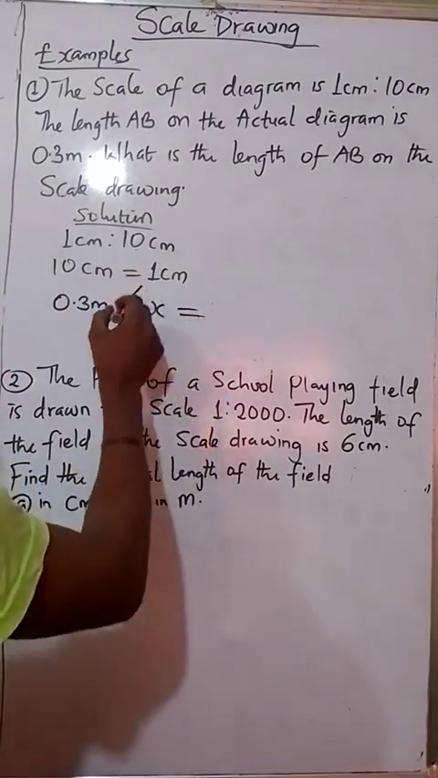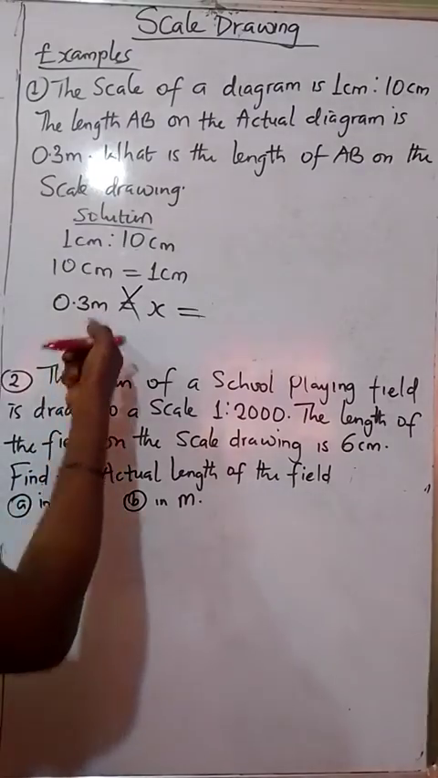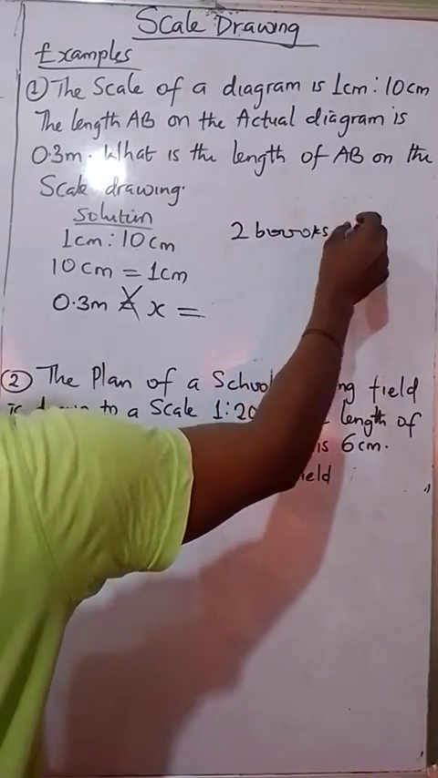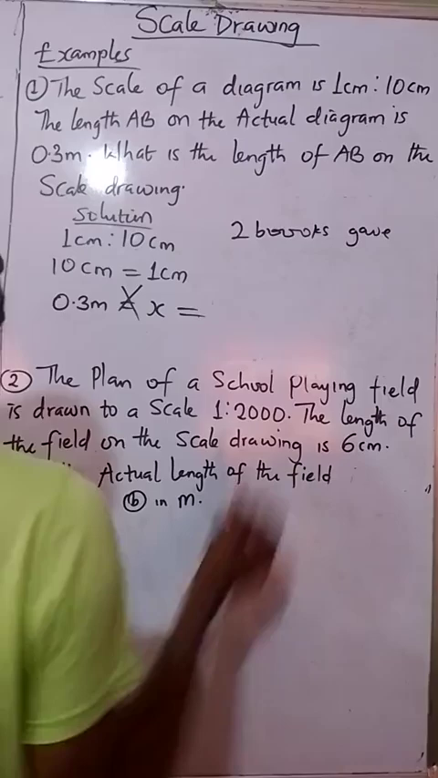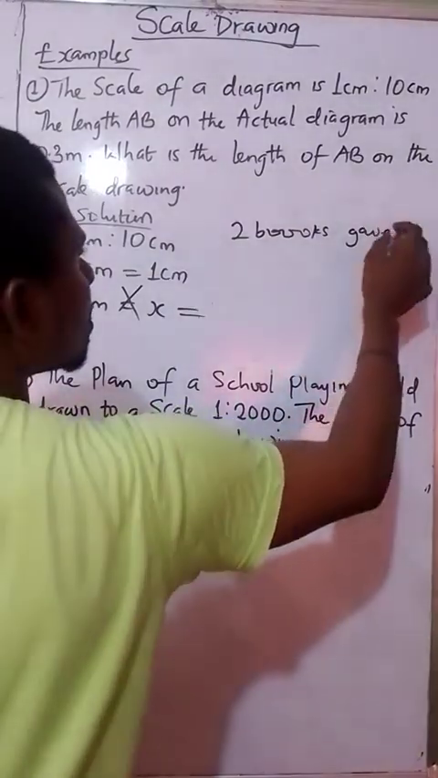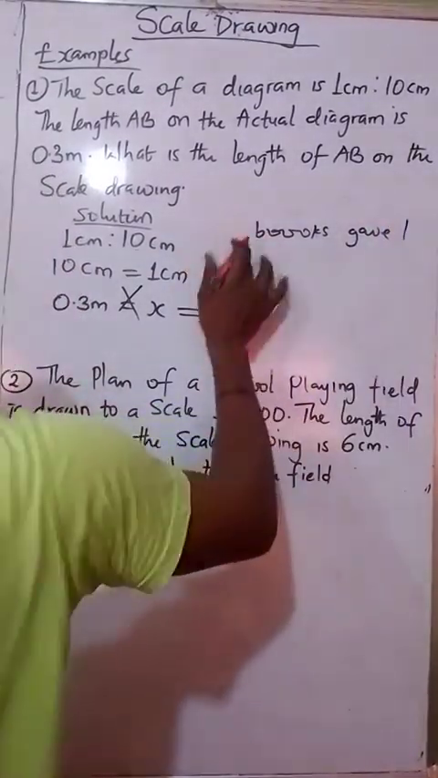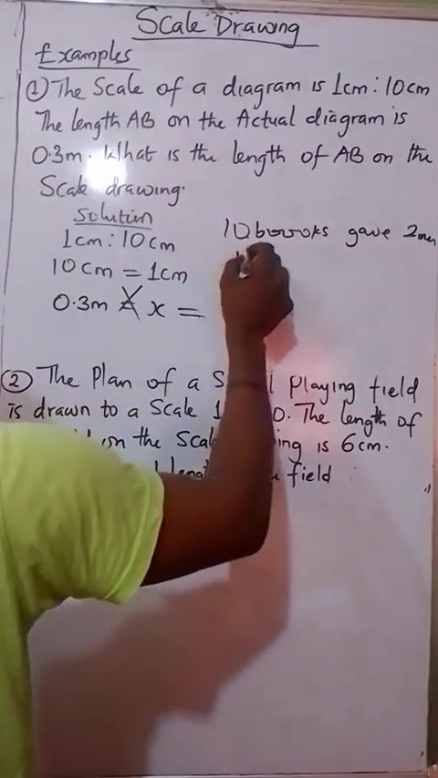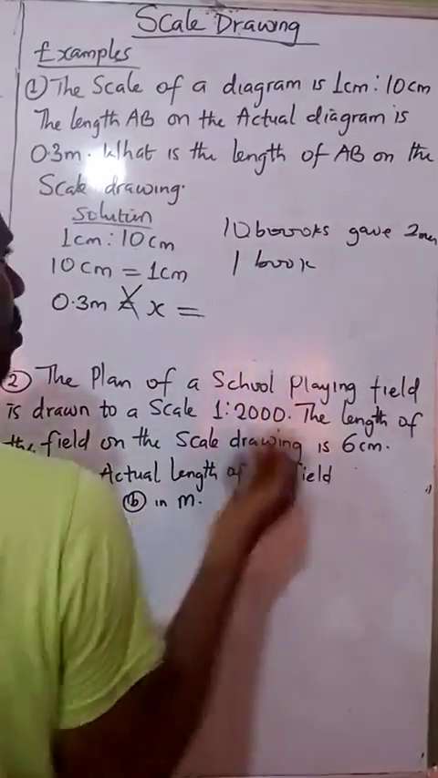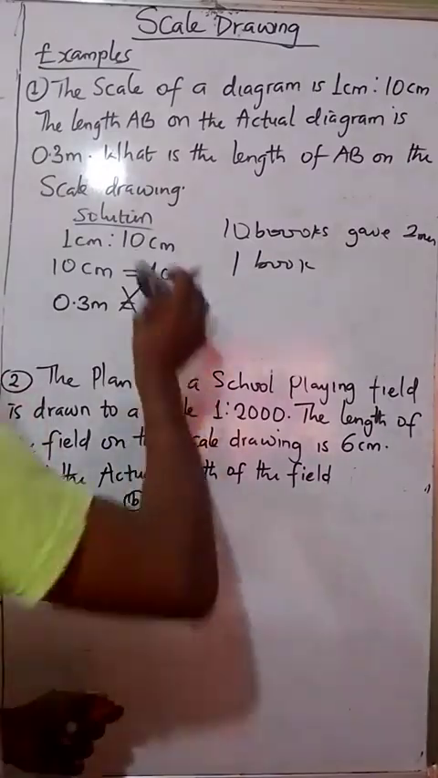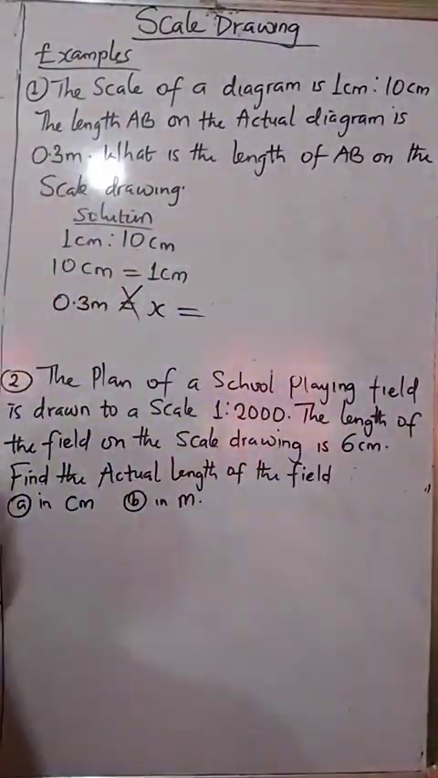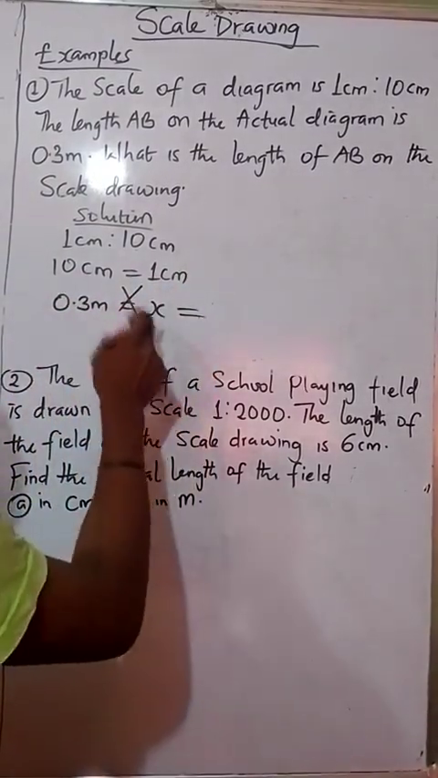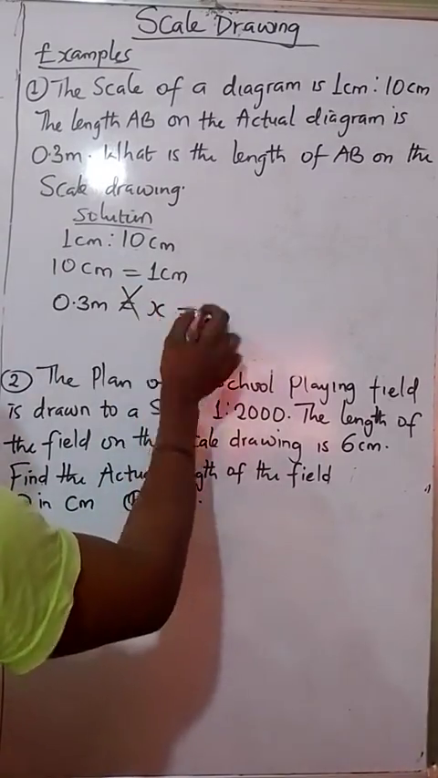Then x will be equal to, by cross multiplying. Remember, this method is just like: we gave 10 books to 2 men. So how many books for 1 man? You understand this kind of method. That's what we are trying to do here. So if 10 centimeter equals 1 centimeter, then 0.3 meter equals x.